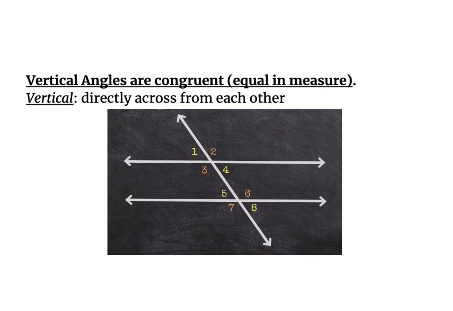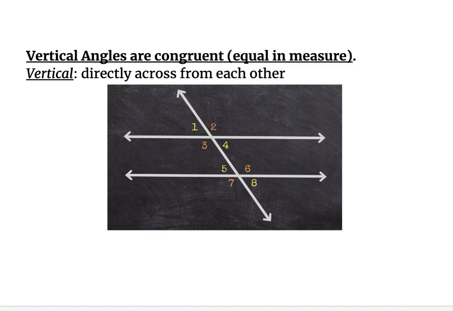Okay, the first type of congruent angles that the transversal and parallel lines are going to create are called vertical angles. And vertical angles are always going to be congruent to each other. Vertical just means directly across from each other. So in this picture that you're going to want to put in your notes, angles 2 and 3 are directly across from each other. Since they're directly across from each other, we can conclude that they are equal in measure. They're congruent to each other.